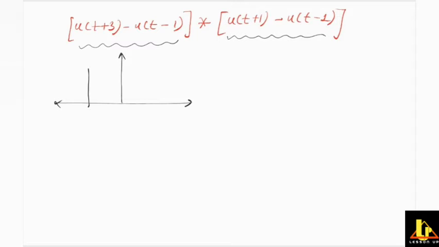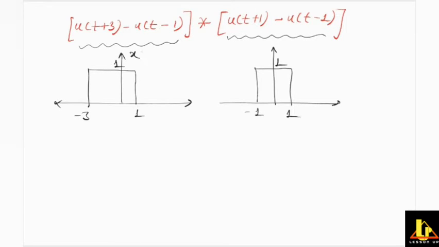This will be from -3 to 1 and this will be from -1 to 1, and amplitude will be 1. So if we convolve these two rectangular signals, we always get a trapezoidal signal.